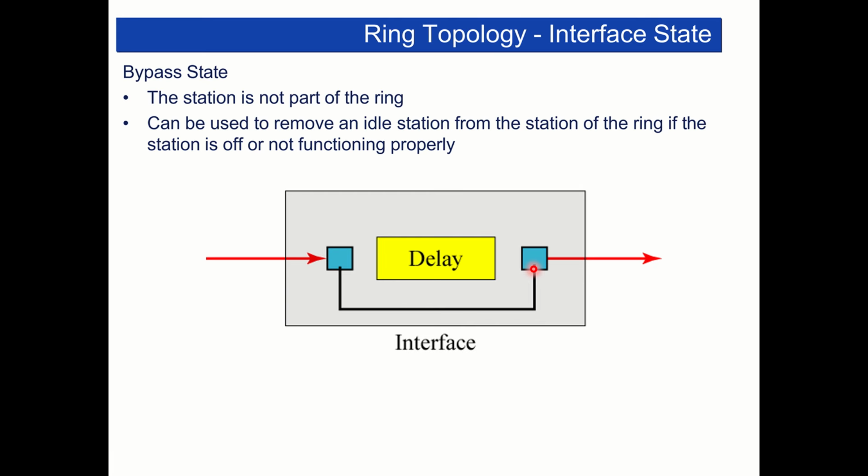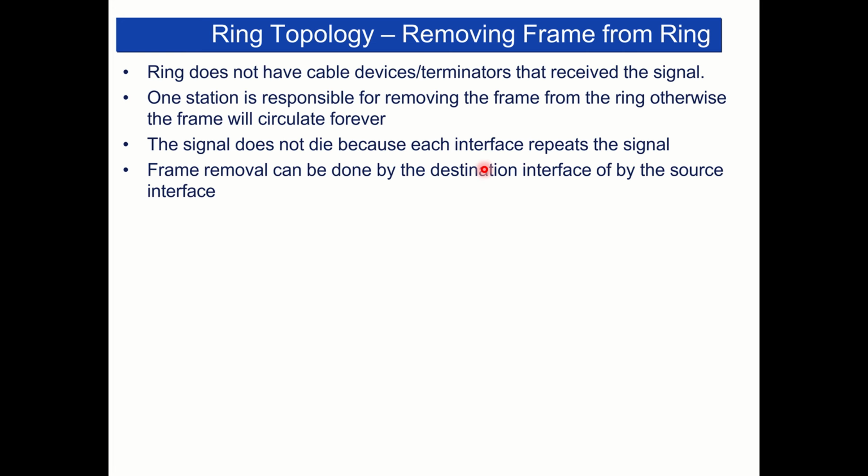Next, let us look at the bypass state. Basically, when a station is in the bypass state, it means that the station is not part of the ring, and it can be removed as an idle station from the ring if the station is off or not functioning properly. So for a station that is not working properly, we can put it in bypass status.